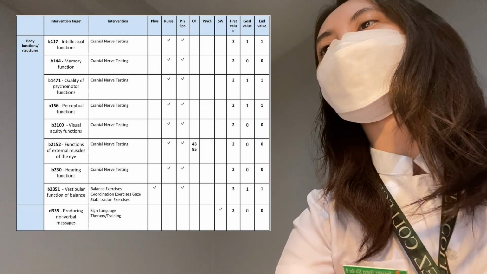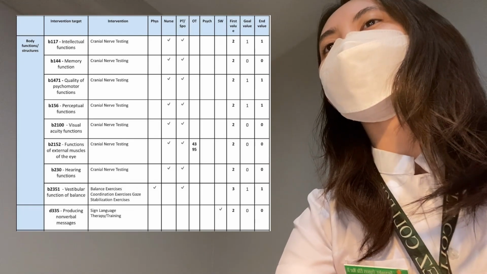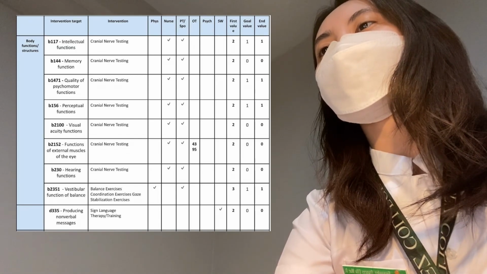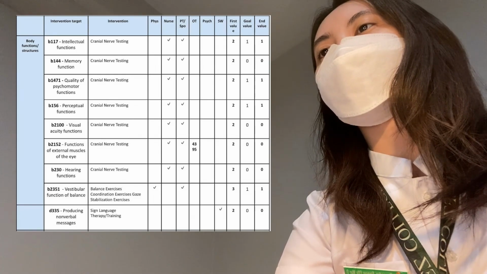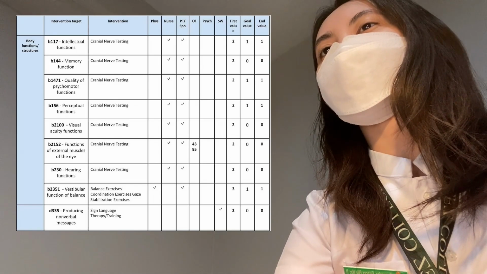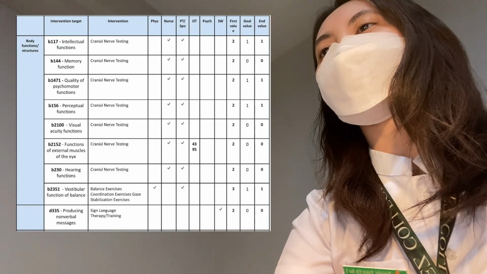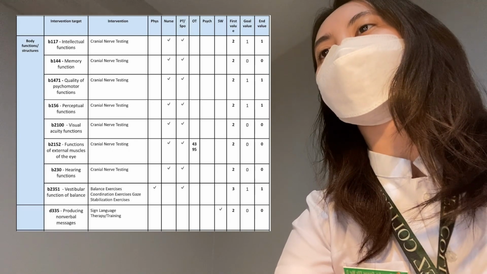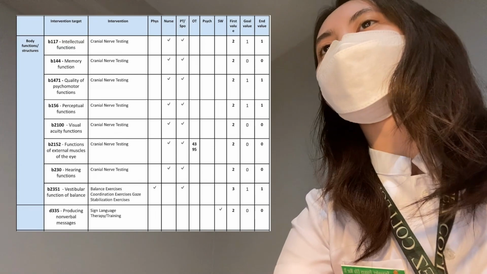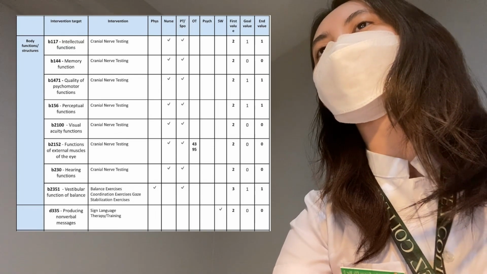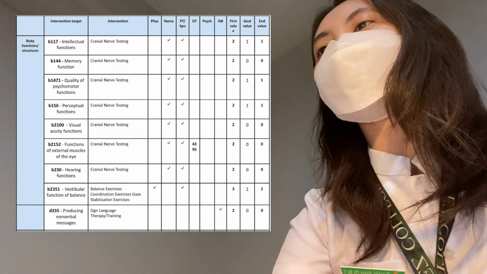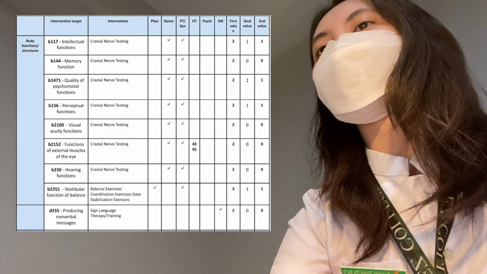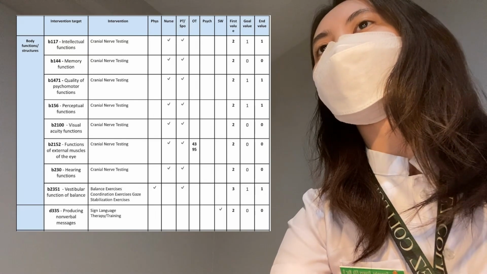We also have perceptual functions for cranial nerve testing. We have first value of 2, goal of 1, end of 1. Then we also have B2100 for visual acuity functions for cranial nerve testing. We have first value of 2, goal value of 0, end value of 0. We also have B2152 for functions of external muscle of the eye. For cranial nerve testing, the first value is 2, goal value of 0, end value of 0. Then we also have B230 for hearing functions for the cranial nerve testing. We have first value of 2, goal of 0, end of 0.